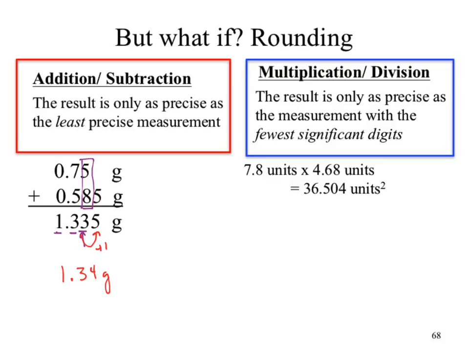What happens in the other one? How many sigfigs can I carry through to my multiplication division? Only 2. I look at the first insignificant digit and decide its relationship to 5. I need to add 1, and my answer becomes 37 units squared.